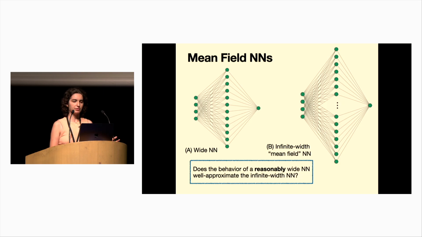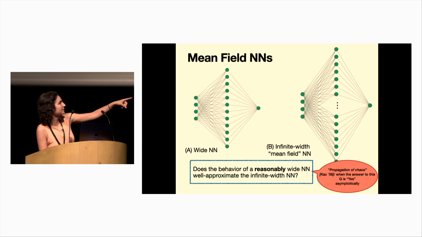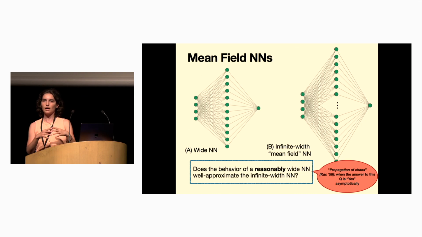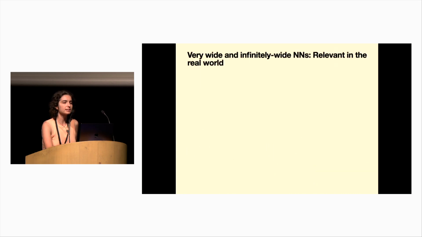So why do we care about these very wide or infinite width neural networks? Sorry, I forgot to say one thing, which is that the name of this phenomenon, when this approximation to the infinite width neural network holds, is called propagation of chaos, which is a larger phenomenon in statistical physics, but for now you just need to know that it's this approximation holding. So why do we care about this?